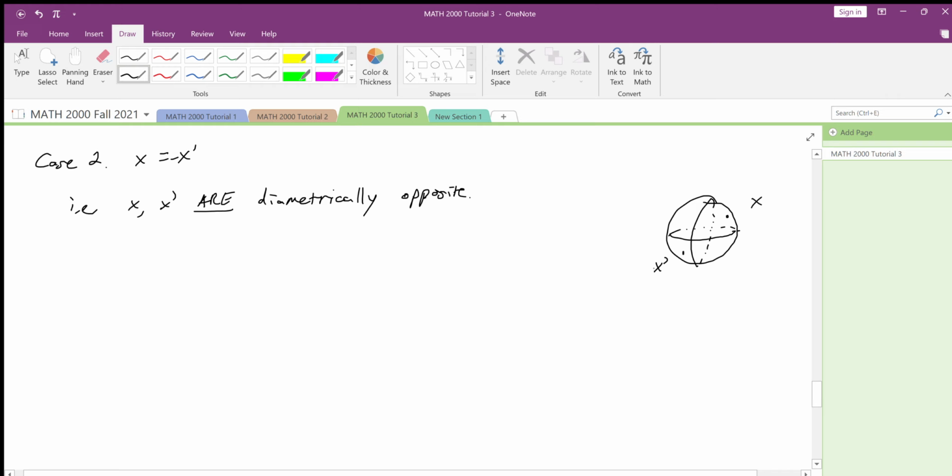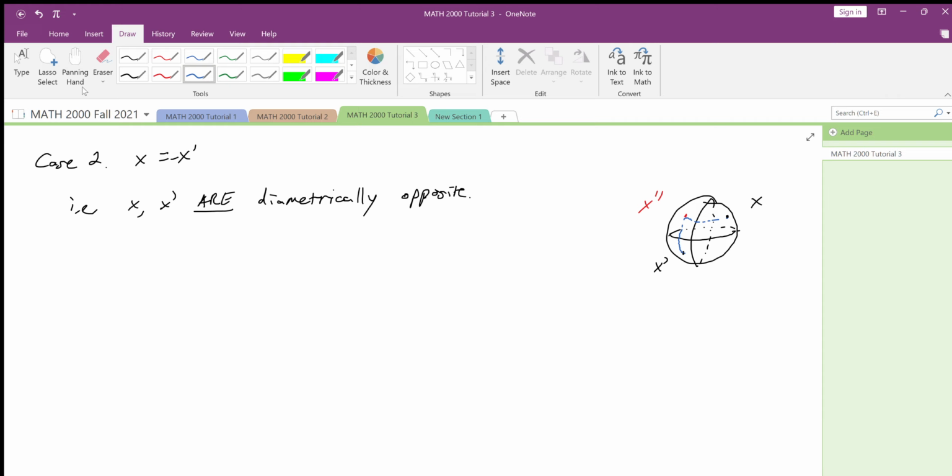So the technique we used last time wouldn't work directly. But what we could do instead is consider a new point, x double prime, which is not diametrically opposite to x nor x prime. And by case 1, there would be a path from x to x double prime, and there'll be a path from x double prime to x prime. If we took the concatenation, that would work too. So let's go through those details.